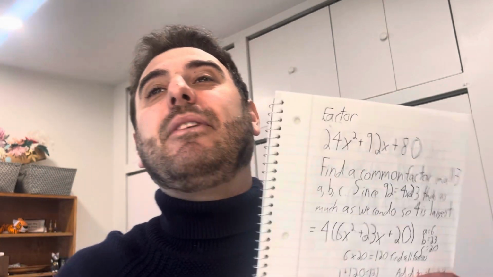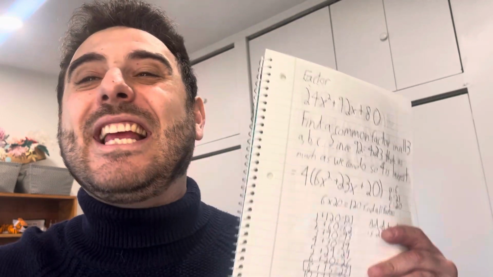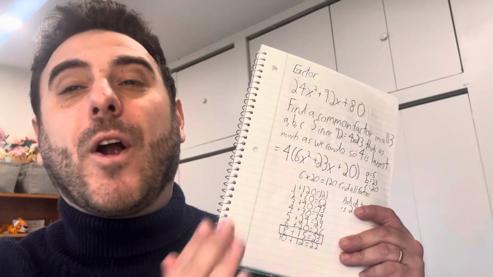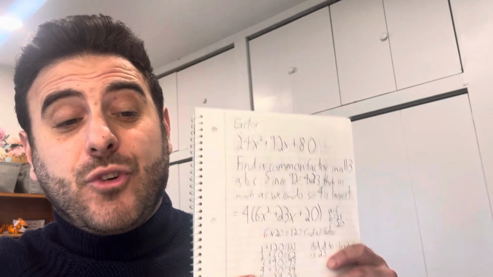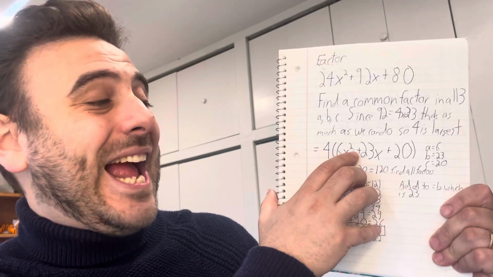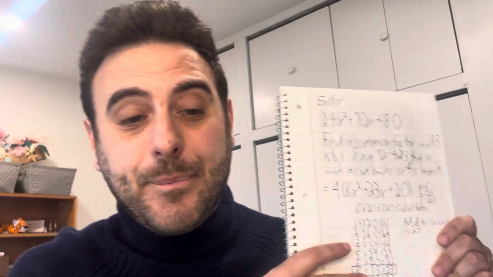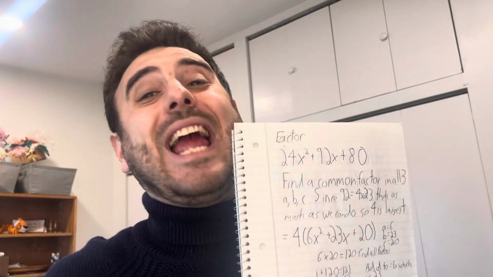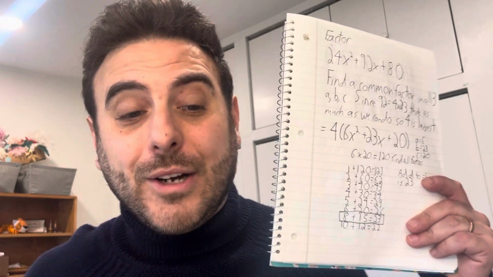If we look at all those values, the largest common factor among each and every one of them is 4. Okay? So we can divide each of the coefficients by 4 and bring it to the front by the distributive property like we've been doing. So our new expression is 4 times 6x squared plus 23x plus 20. Now we're going to use the AC method like we did in example number 4.